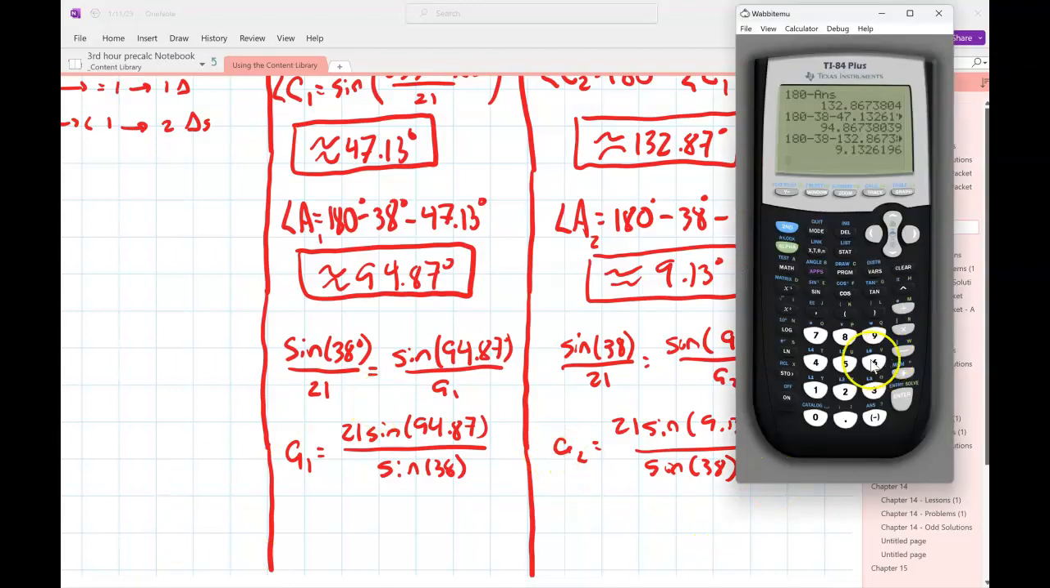So after that, it's just calculator time. 21 times sine of 94.87 divided by sine 38. So 33.99. And then the other one, 21 times sine of 9.13 divided by sine 38. And that's 5.4.